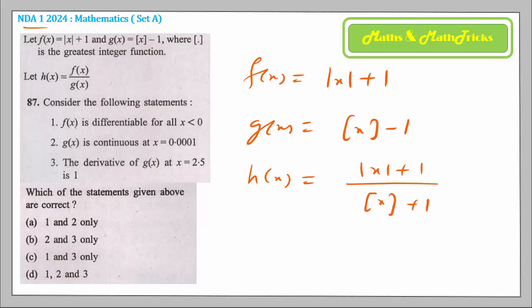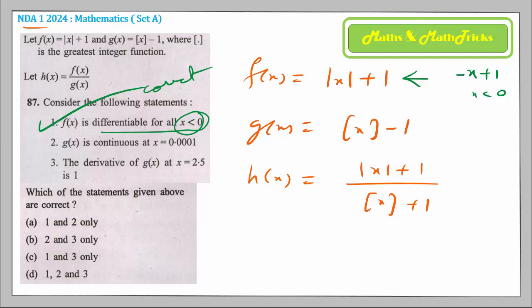Okay, you know there are 3 functions, and they say f of x is differentiable for all x less than 0, because for all x less than 0 this function will become minus x plus 1. And it is, yes, differentiable. The derivative is minus 1. Perfect. The first statement is correct. What about the second statement?